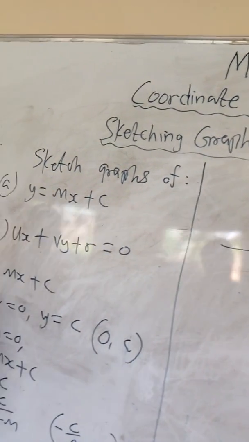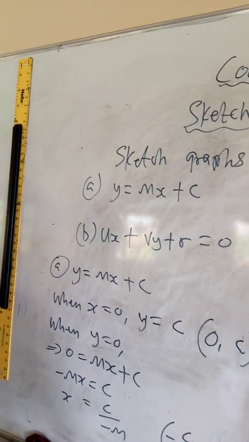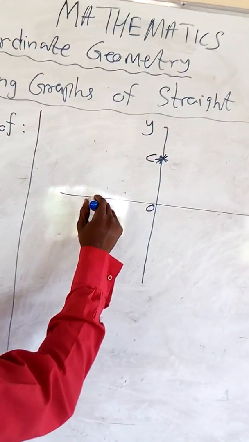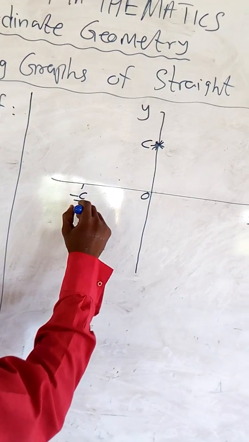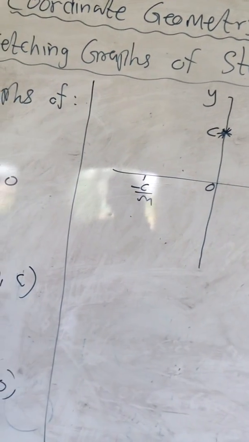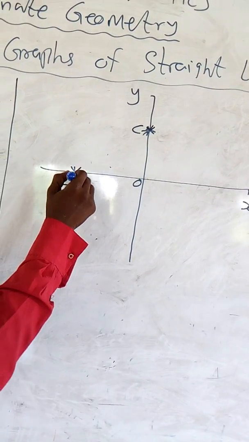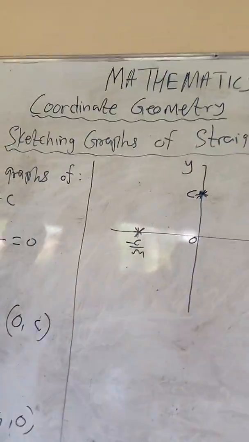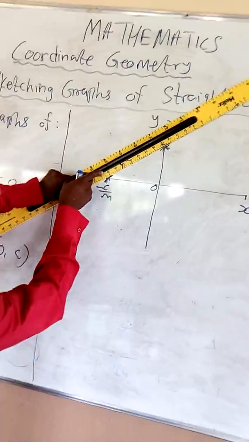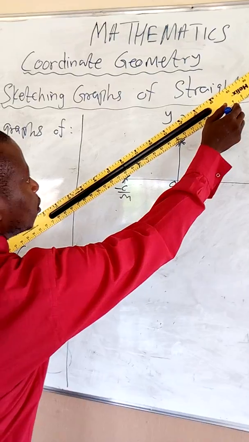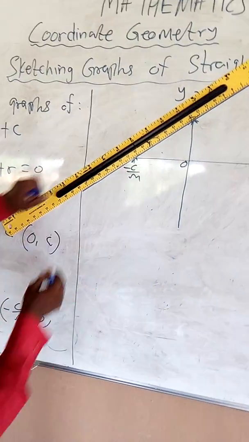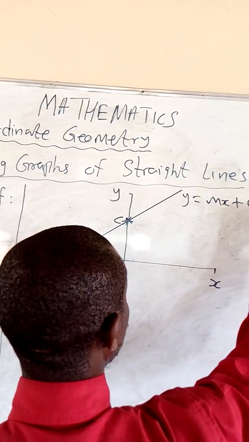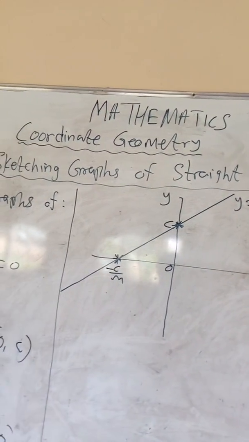At the same time, still on the same equation, when x is minus c over m, so this is where we see minus c over m, then y is 0. So y is 0, make a point here, and from here now we have our straight line. The straight line is given this way. Form the straight line, and the straight line is for the equation y equals mx plus c. Now that's for the first equation.